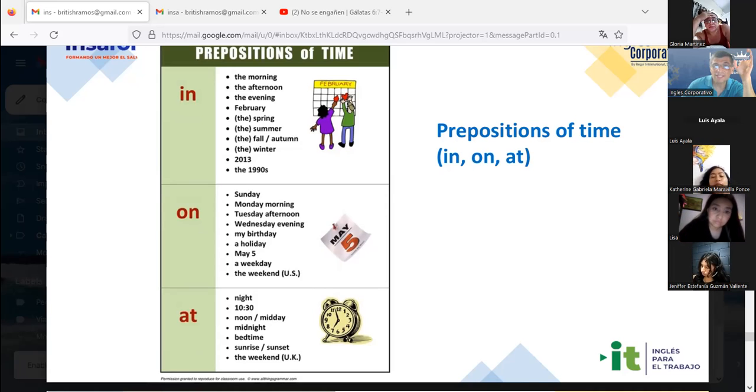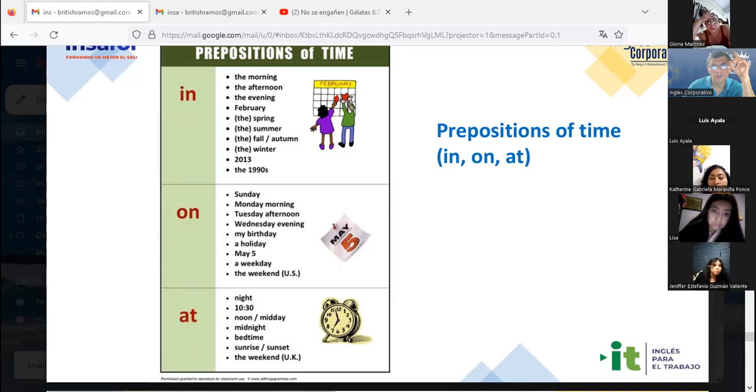Dates, on. On weekdays, on weekends. What does Catherine do on the weekends? She goes to the beach. She goes to parks. On weekends or on the weekend is US, because Americans say on the weekend and the British say at the weekend. No questions.